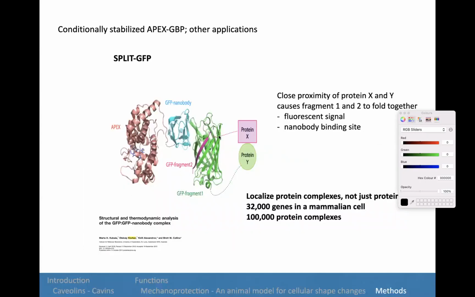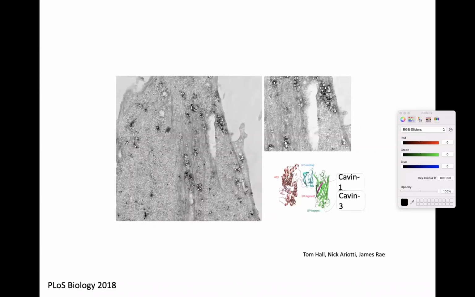You can also use this for other purposes, because this GFP nanobody only will bind a recombined split GFP. So the split GFP system relies on close proximity of protein X and Y. That brings these two fragments of GFP together, and then you make this functional fluorescent unit. But also, when it's generated, it now is binding the nanobody. So this enables us to actually localize protein complexes, not just proteins. And this is just one example, proof of principle, where we tagged these two parts of GFP, fragment 1 and fragment 2, to two caveins that we know come together to get this nice reaction product specifically on the caveolae.